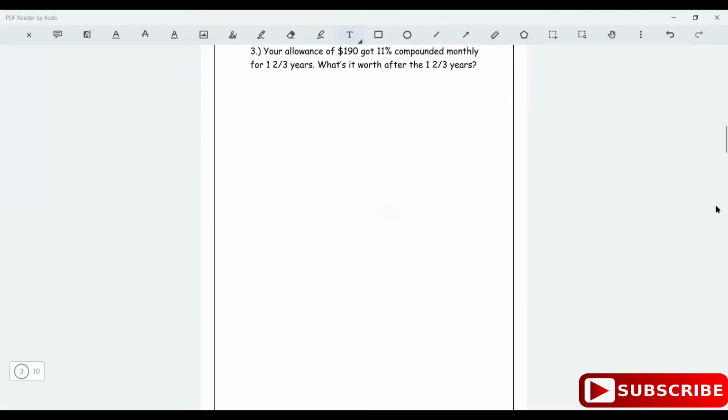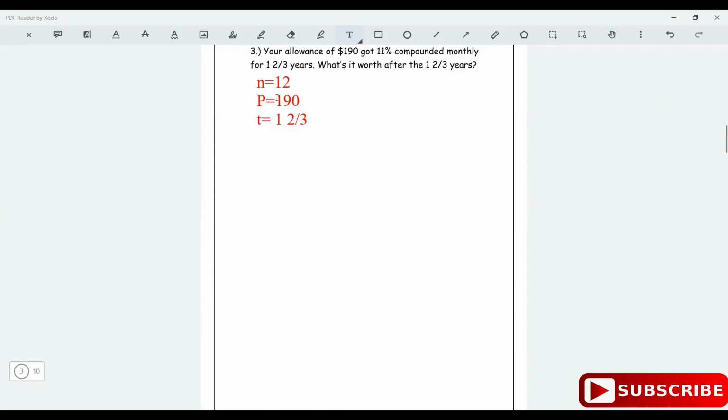Let's look at question 3. It says your allowance of $190 got 11% compounded monthly for 1 and 2/3 years. What's it worth after 1 and 2/3 years? It got compounded monthly, so n equals 12. Your principal is $190. And the time is 1 and 2/3 years, which looks weird to write.